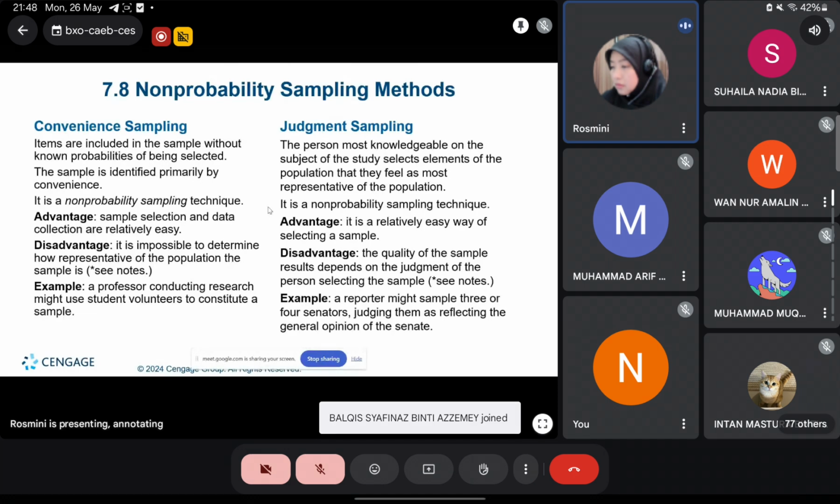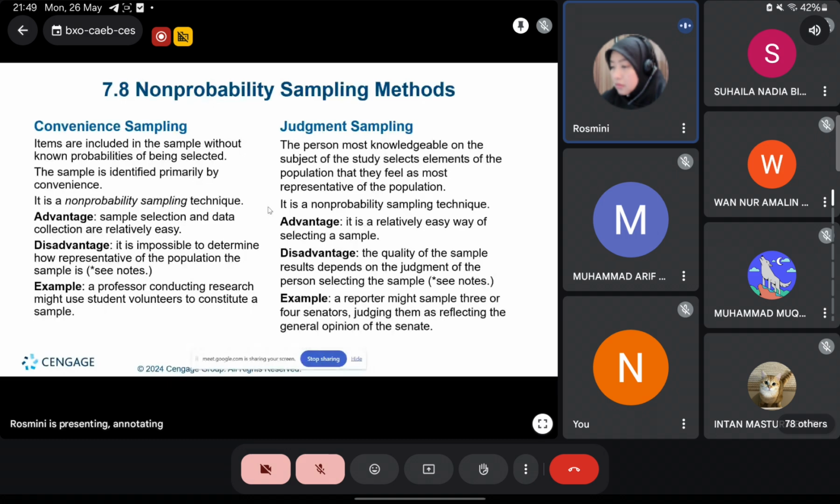And we have another one, what we call non-probability sampling. These are not random. So what does random mean? Random means that everyone will have the opportunity to be your sample. But when you do convenience sampling or judgment sampling, then not everyone will have the opportunity to be the sample.